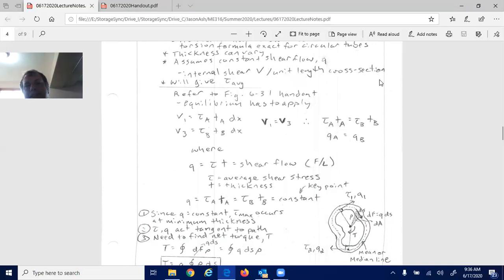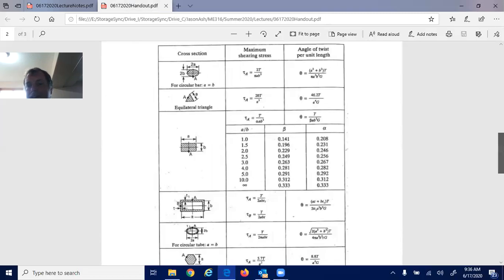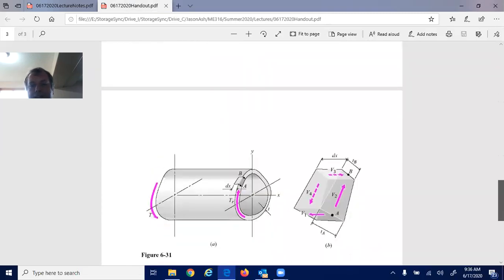And so the first thing we're going to do in looking at the shear flow methodology is refer to handout 631 and realize that equilibrium has to apply. We'll go look at that handout really quick, just on the next page here. What we have is now the torsion of a thin-walled tube. From the right-hand rule, this is a negative torque that's being applied.